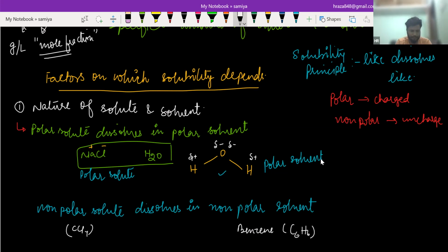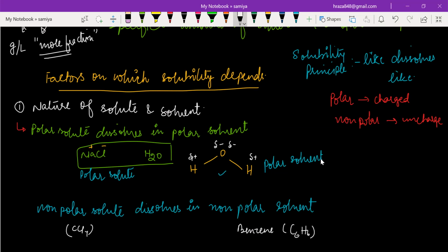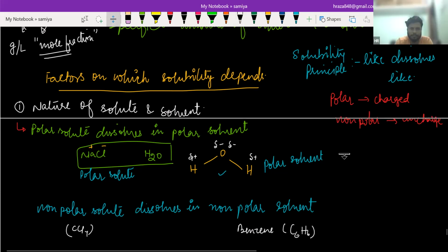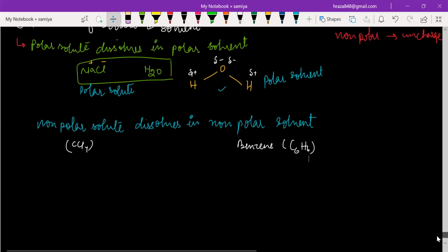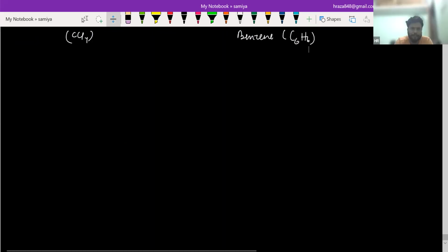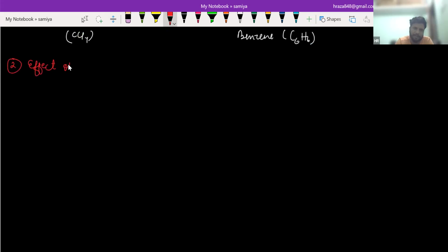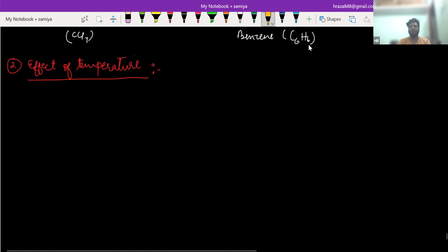Everyone done with this? Yes, sir. Very good. Madiha, are you also done with this? Yes, sir. Now see, the next factor is the effect of temperature. How does it affect solubility? First of all, we have to see whether the dissolution process you are carrying out is exothermic or endothermic.